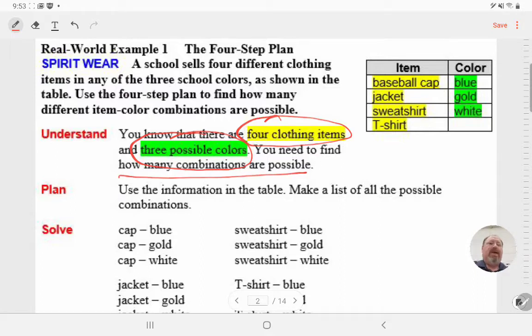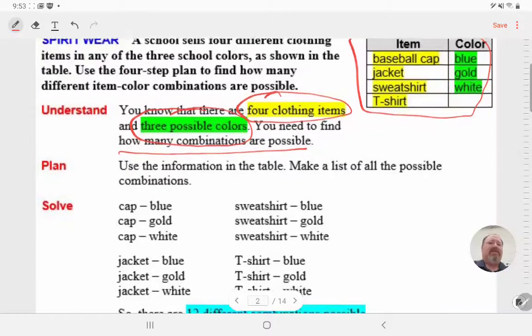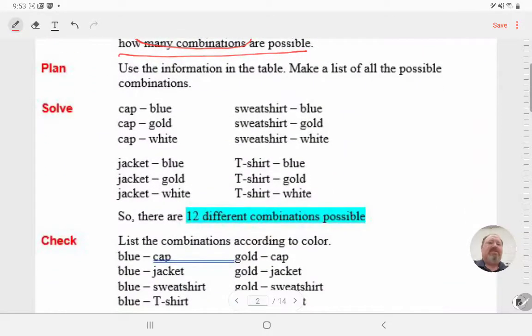So then we plan, how are we going to solve this? We can use the information in the table and we can make lists of possible combinations. So we use this information right here and complete the combinations. We could list out cap, blue, cap, gold, cap, white, jacket, blue, jacket, gold, jacket, white. Same thing for sweatshirt, same thing for t-shirt. Then all we have to do is simply add up how many different combinations. So 12 different combinations are possible.